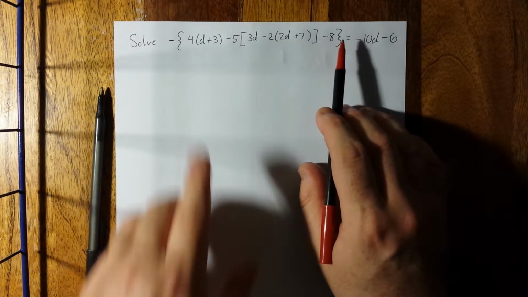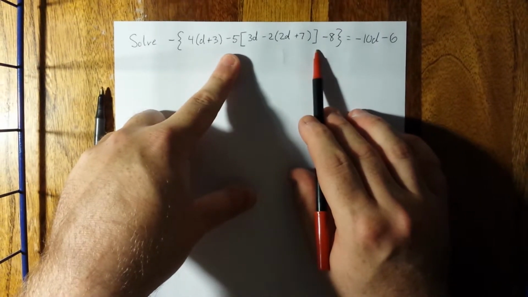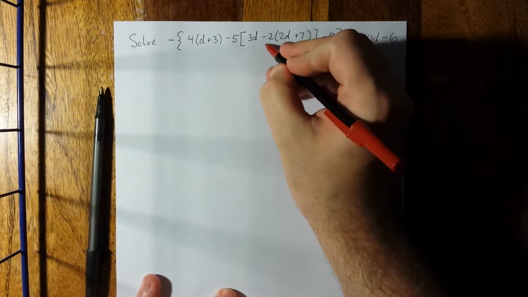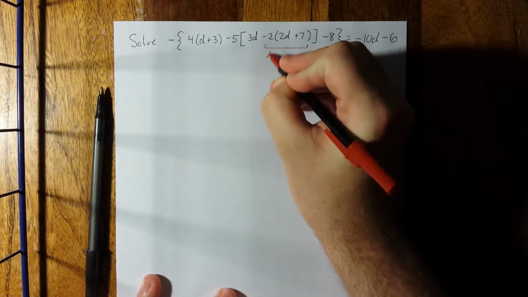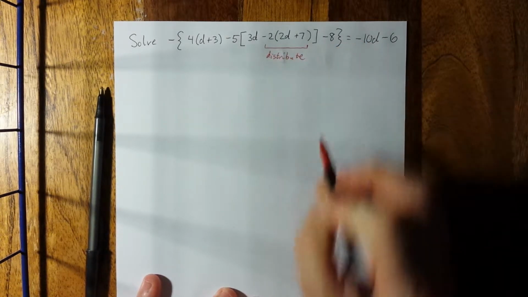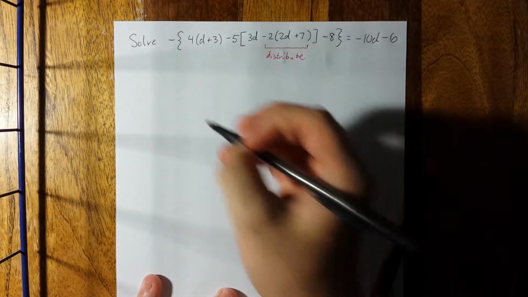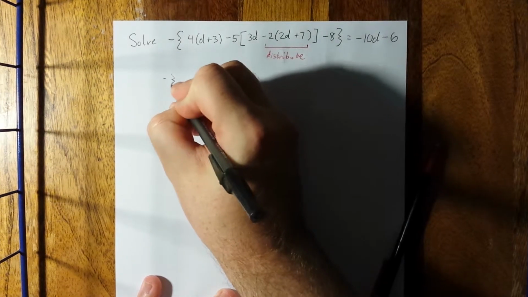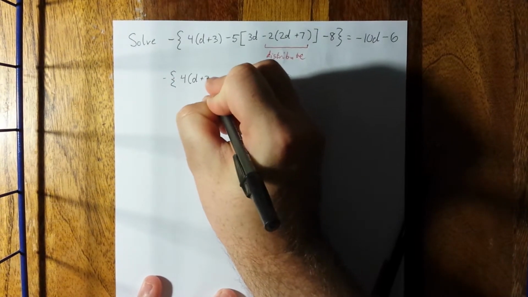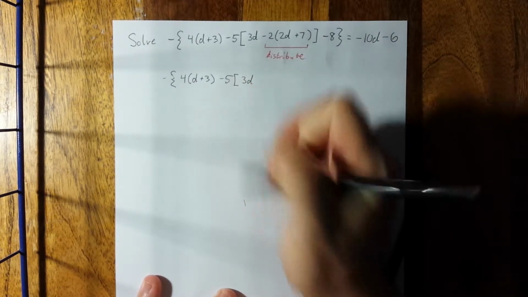So, noting that we have parentheses here, and then we have another set of parentheses here, and then another set of parentheses here, we're going to start all the way on the inside with this set of parentheses right here. What we're going to do a lot of is distribute and then combine like terms. We're going to do that over and over again. So, going from step to step, very little is going to change. Minus 5, parentheses, 3d, okay.